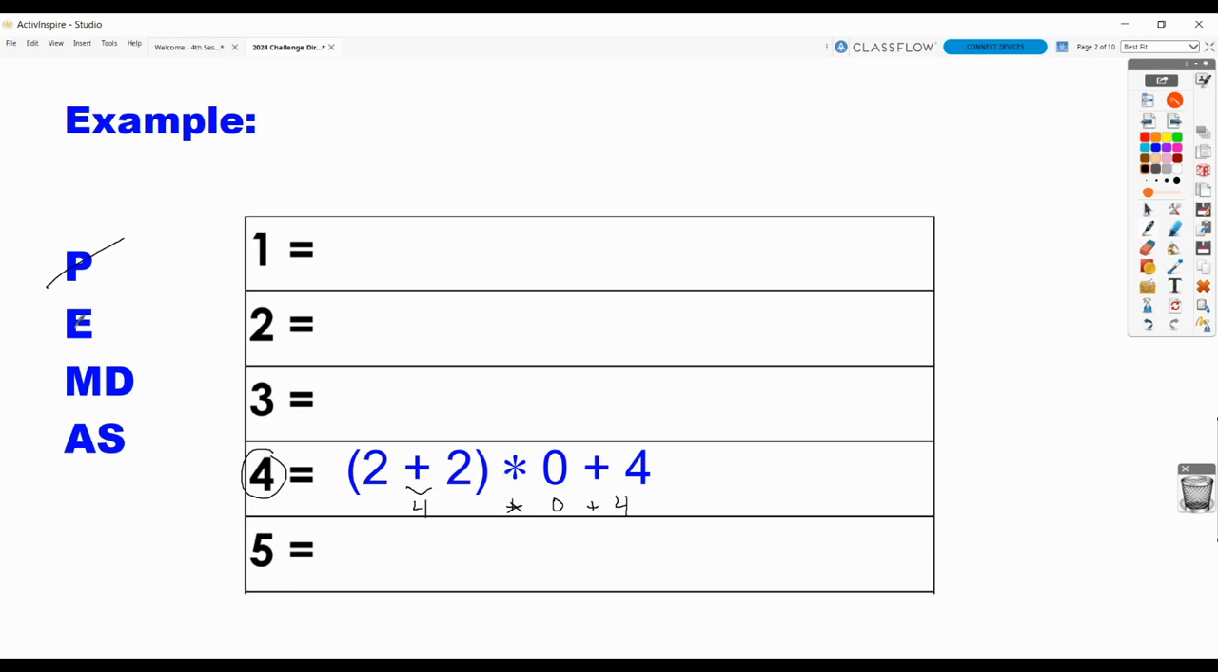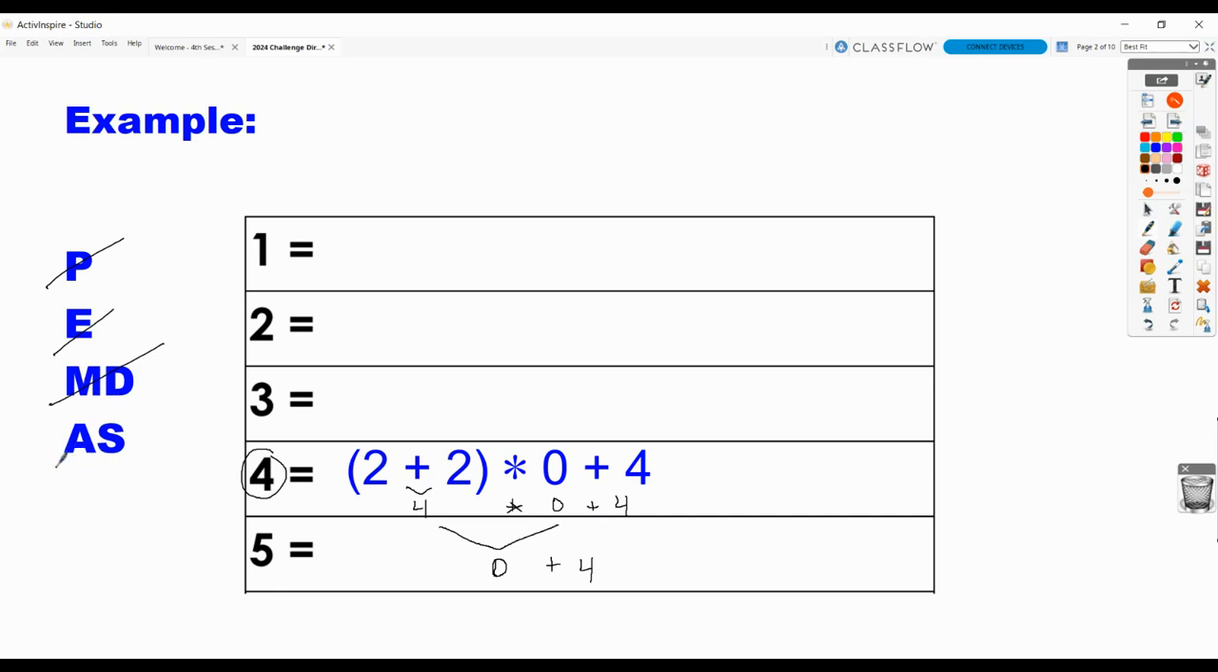There are no exponents in this expression, so then I will go to check to see if there's any multiplying or dividing. Yep, right here, 4 times 0 is my multiplication. 4 times 0 equals 0. And then I'm going to bring the last two steps down. I have a plus and I have a 4. There's no more multiplication and division left in that equation.